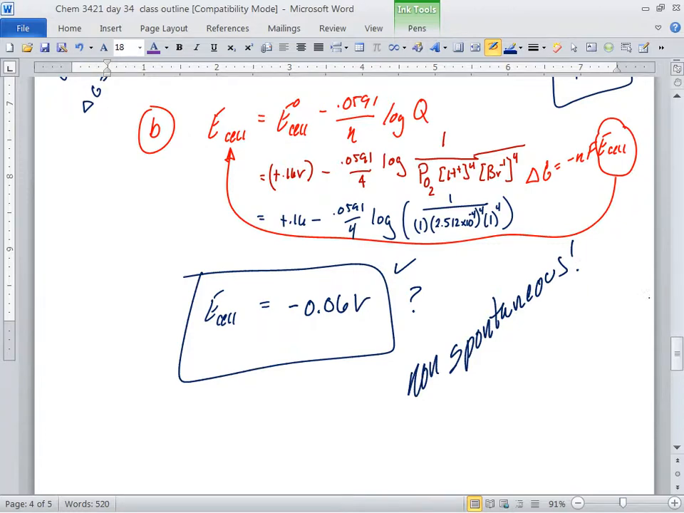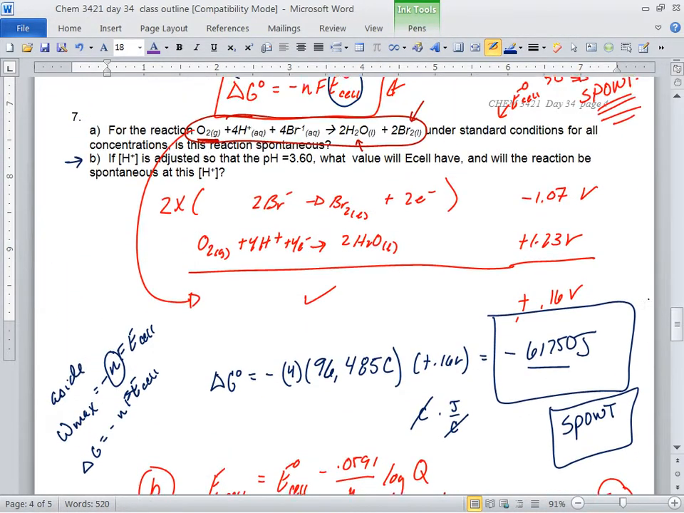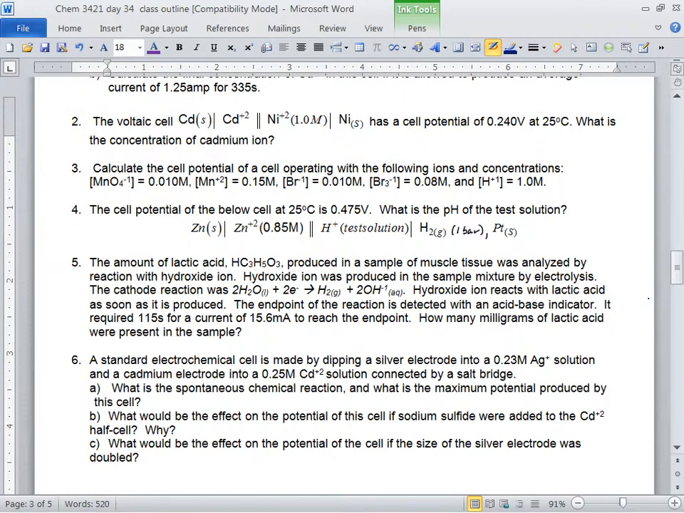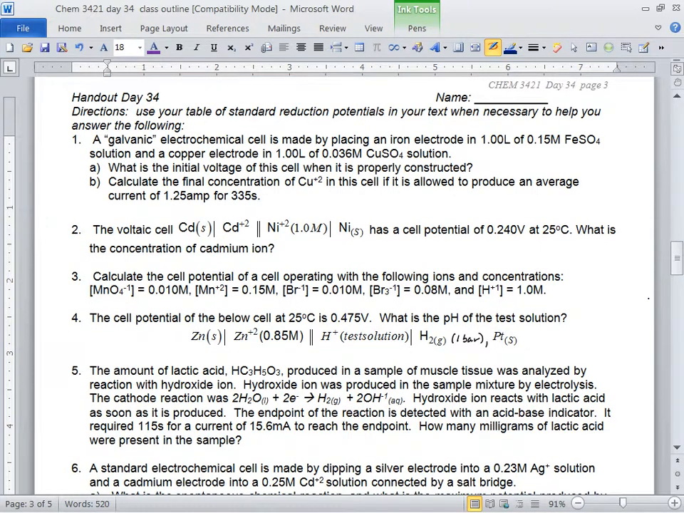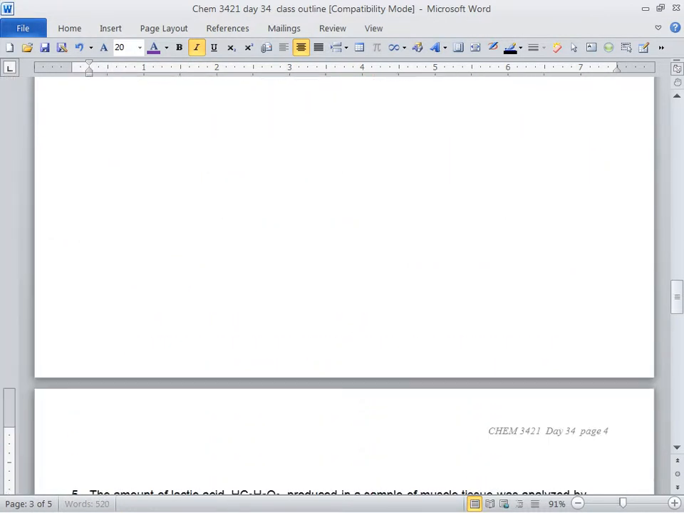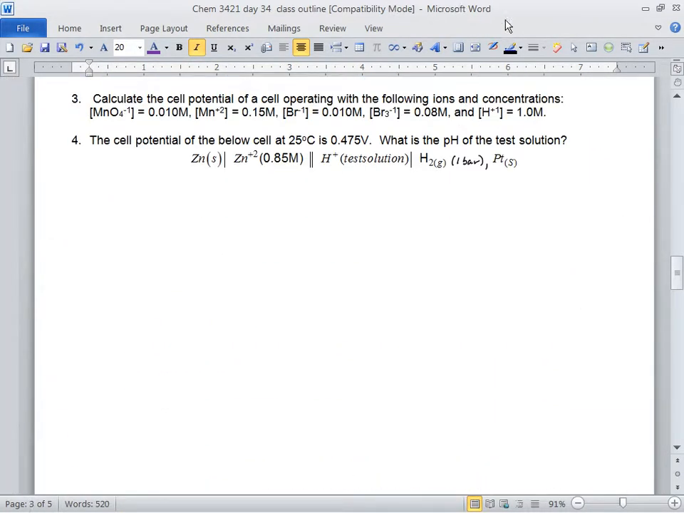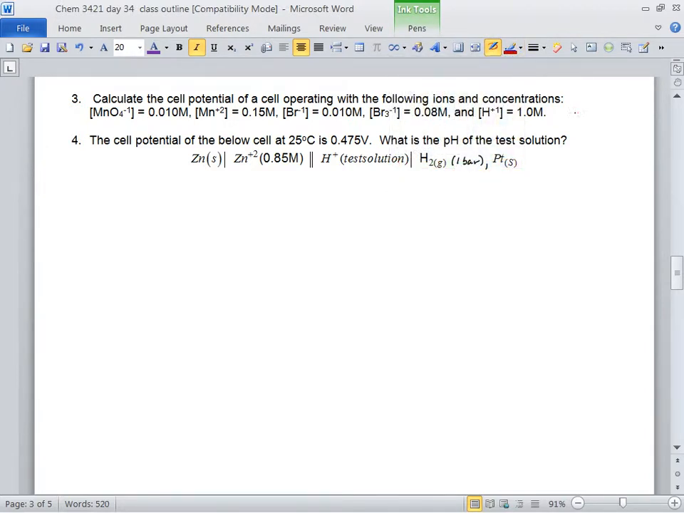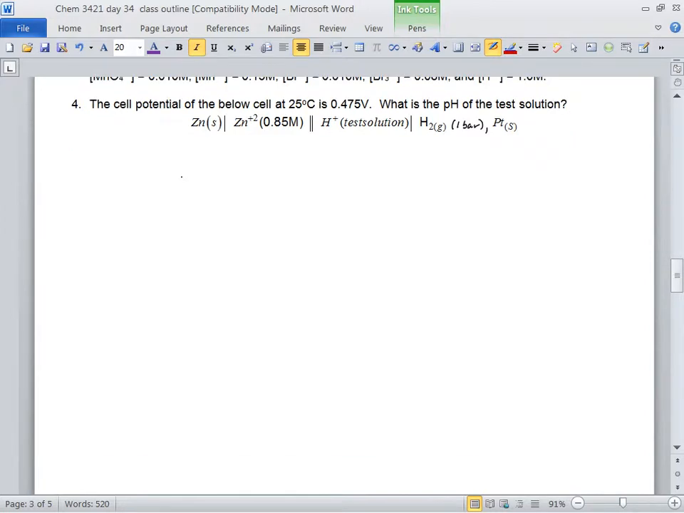Okay. Is there another homework question that you'd like to see worked through? How about number 4? Yeah, there's 4. Okay. Cell potential is 0.475. What's the pH of the test solution?